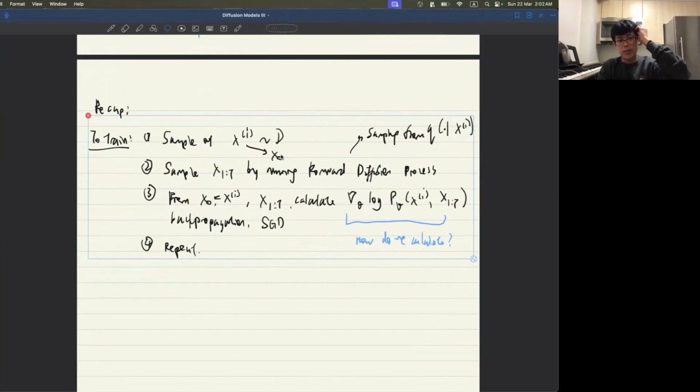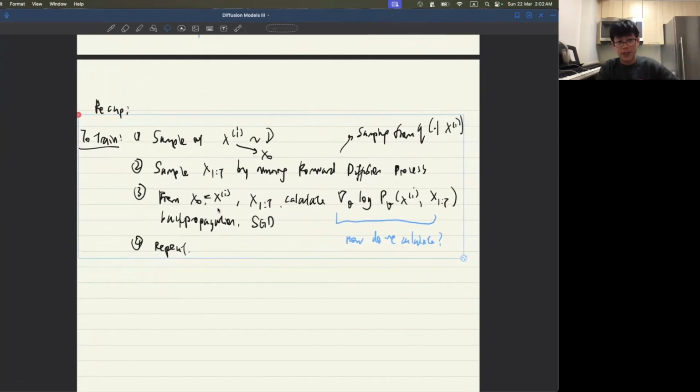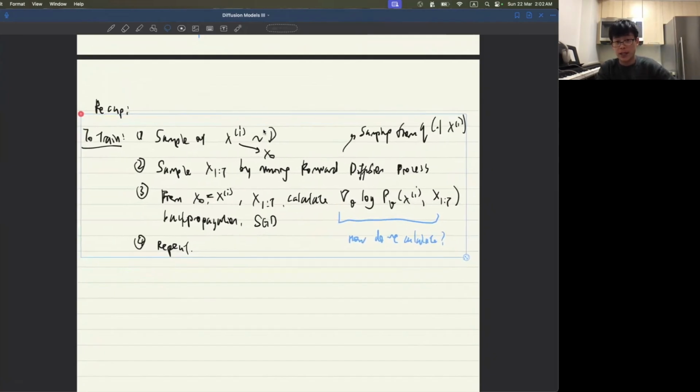So just as a recap, just now I mentioned that to train, we first have to sample a data point from our data set, a clean image. We sample the latent variables by running the forward diffusion process, and then using the observed variable, which is our clean image, and all the latent variables, we calculate this gradient.